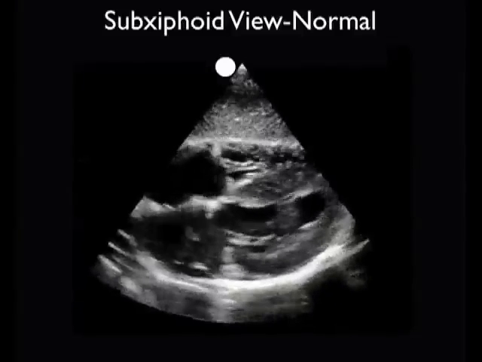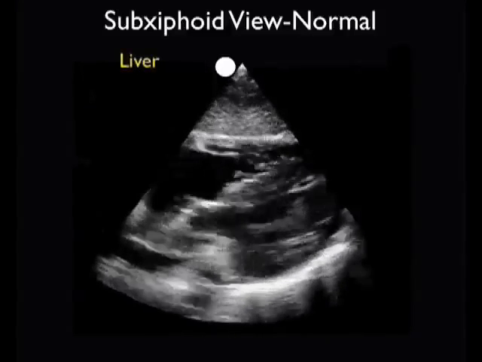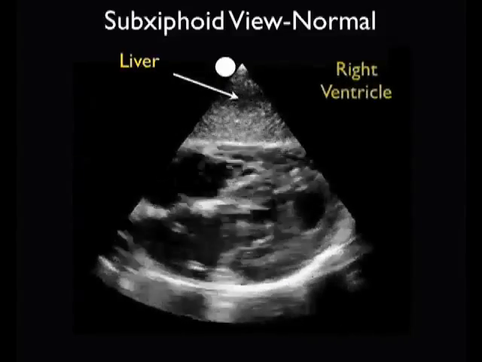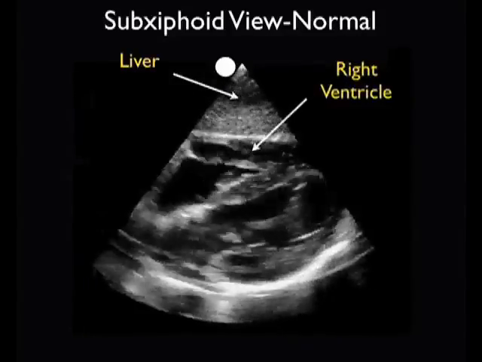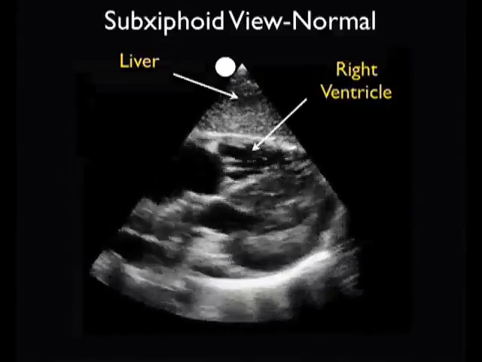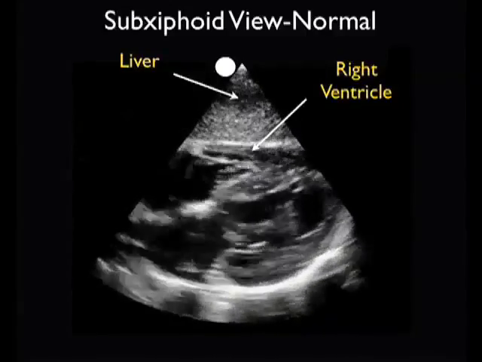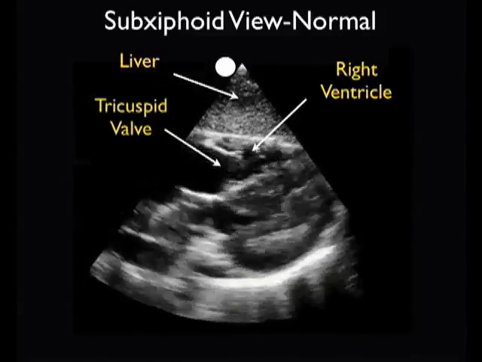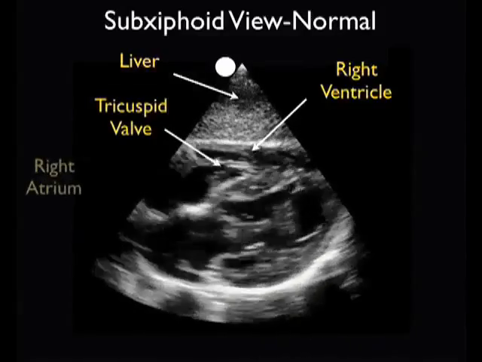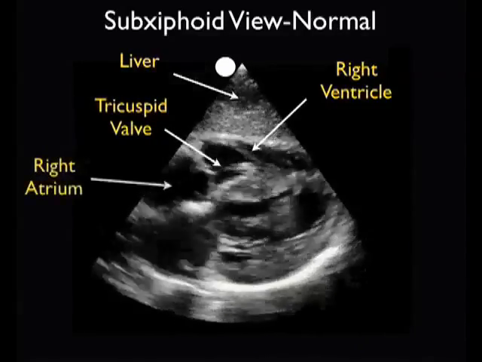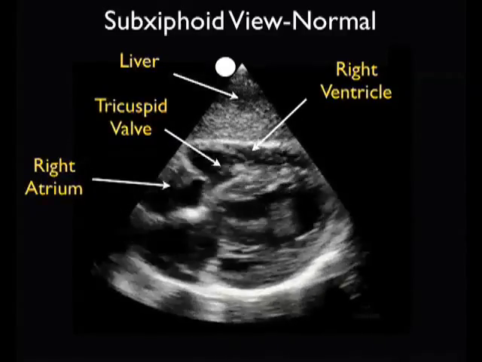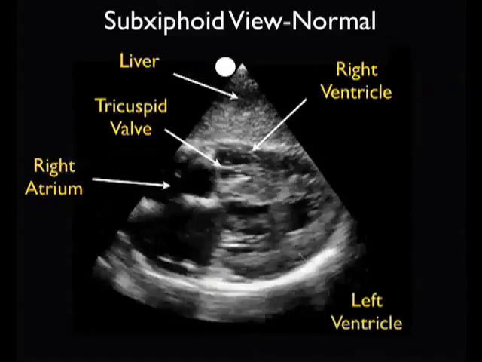Now that we know where the chambers are, let's take a look at a video clip of a normal heart from the subxiphoid plane. As we remember, the liver is our acoustic window onto the heart from this plane, and so the liver will be seen anteriorly just to the top of the screen. Just below the liver, we appreciate here the right ventricle, and notice here, just to the left of the right ventricle, we can appreciate the right atrium. Notice the tricuspid valve flipping up and down in between the right atrium and the right ventricle.